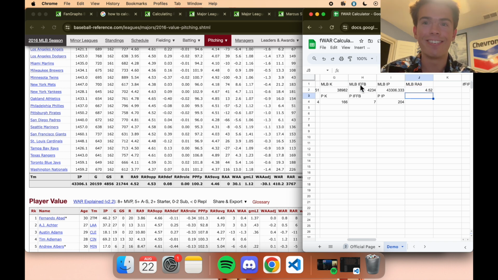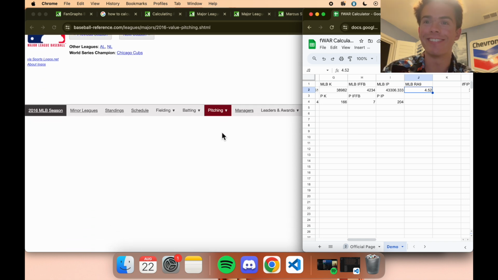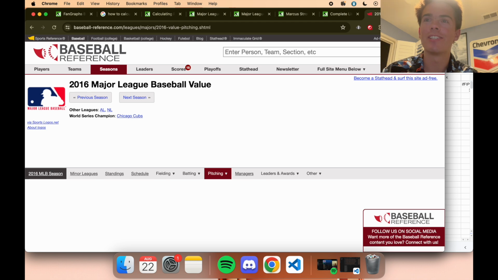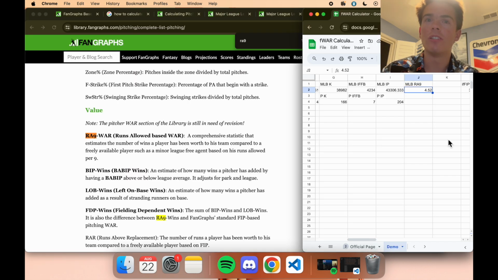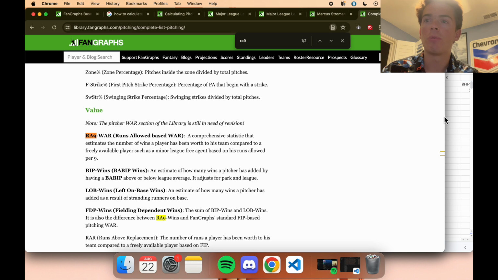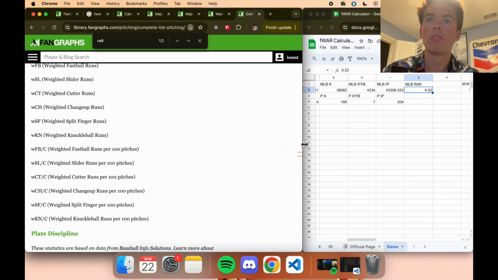So it's funny, we have to use Baseball Reference to calculate Fangraphs WAR, because RA9 is one of the stats that Fangraphs uses to calculate Fangraphs WAR, but does not show on their website. I mean, if we wanted to, we could just calculate RA9 ourselves, but you know, why do that when you can just find it on a website? So I believe that's all we need Baseball Reference for this demonstration.